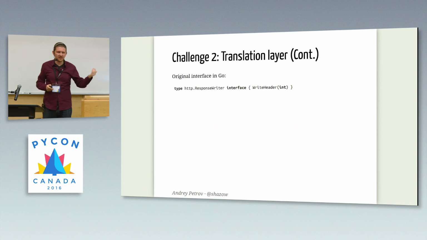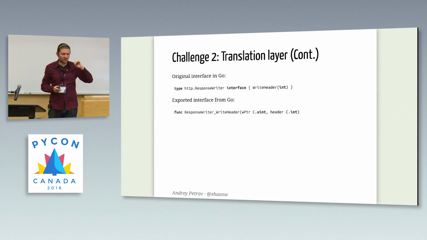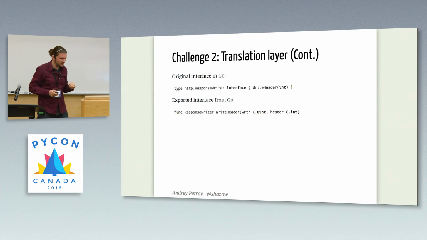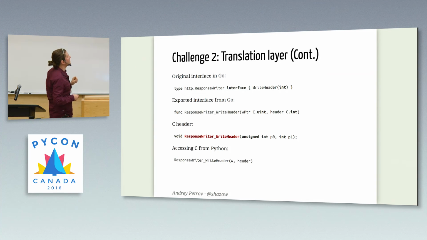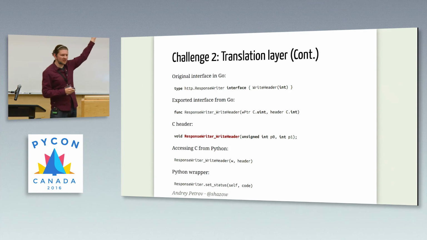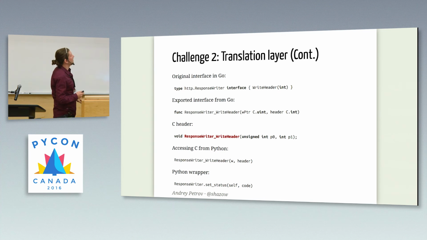I really like this evolution here. It starts from Go. This is the interface we have that we're dealing with. And then we export it into C. And then we get a header like this in C. And then from C, we get this from CFFI. And we wrap it. So it starts looking like native Go, and it ends up looking like native Python. And everyone's happy, right?